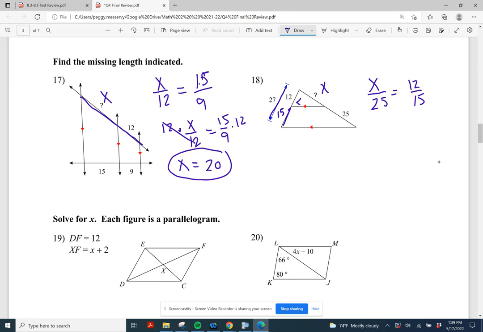Similar to what we did in the last one, we can multiply both sides by 25. So 25 times x over 25, that's over 1. The 25s turn into a 1 here. And whatever I do on the left side, I have to do the same on the right. So 12 times 25 divided by 15, or I can do 12 divided by 15 and get 0.8, and then multiply that decimal by 25. You get a 20 again. All right, x equals 20.